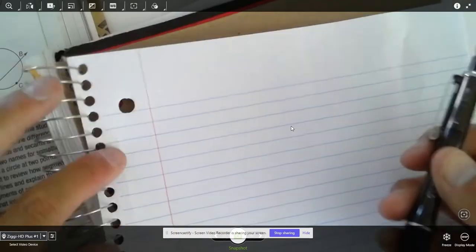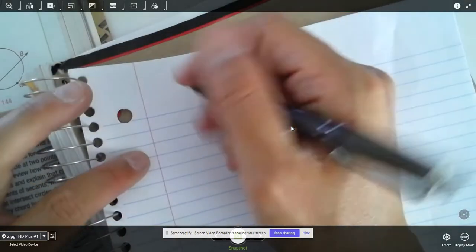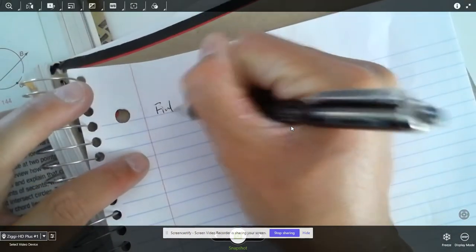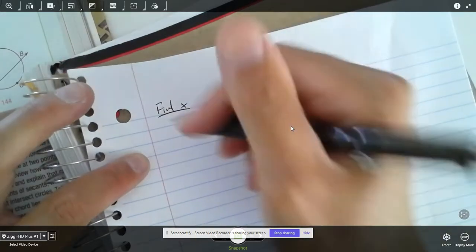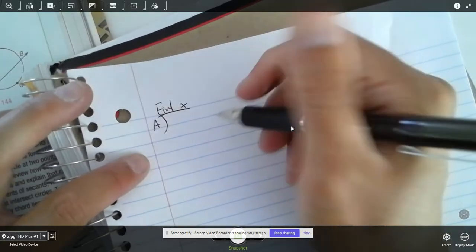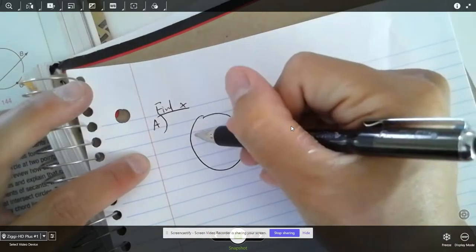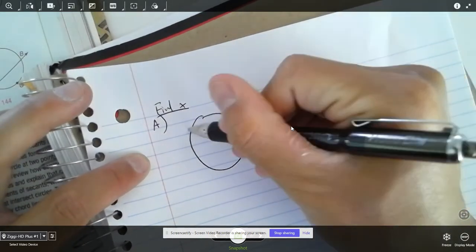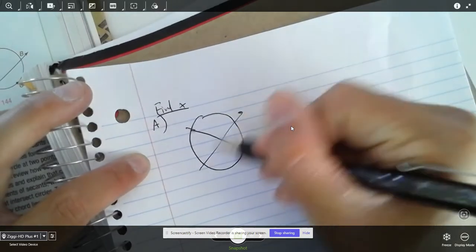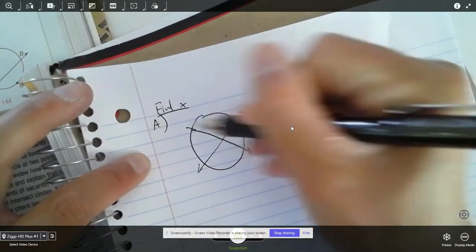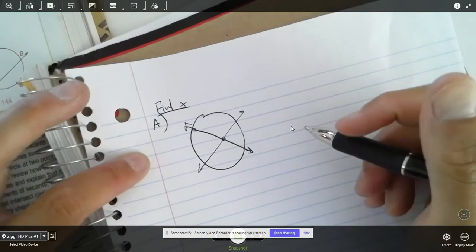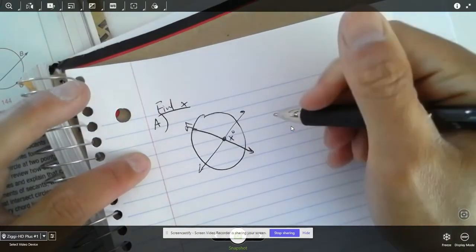So let's say we got this example here. We have to find x. That's our main goal. And our first example is this circle. And we have two secant lines, technically, intersecting on the inside. Oh, clue. Two secants inside. Okay, interior. X degrees. And I have the arc here.